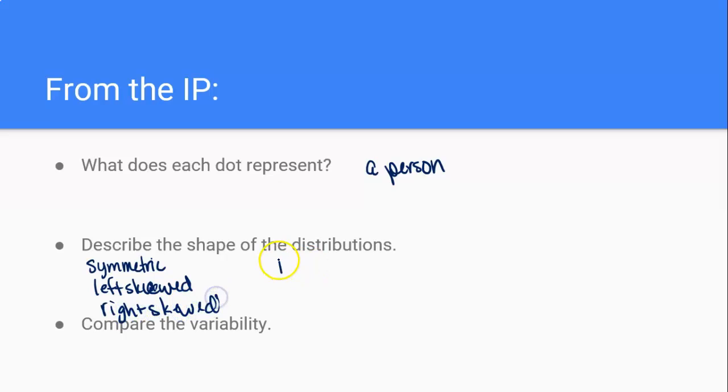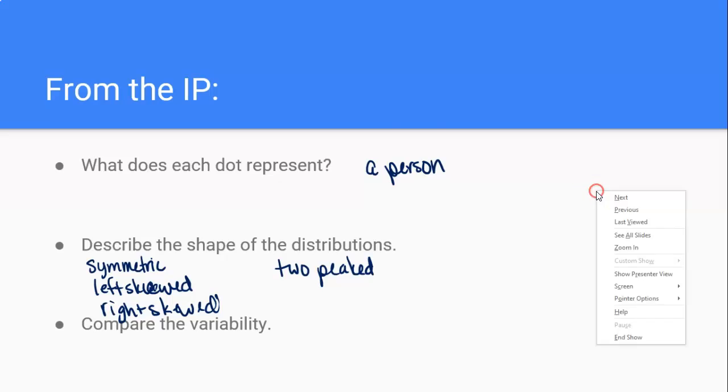You can say two-peaked if it has two hills. And that's about all you know right now. Some of you are just making up random stuff like, oh, it's pretty well spaced out. No, that's not the shape of the distribution.